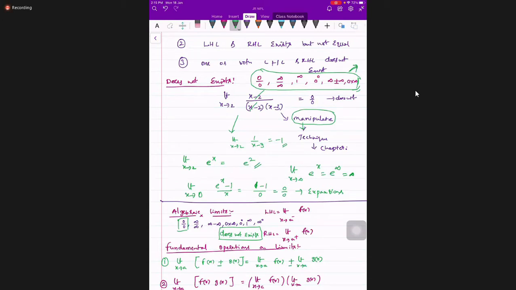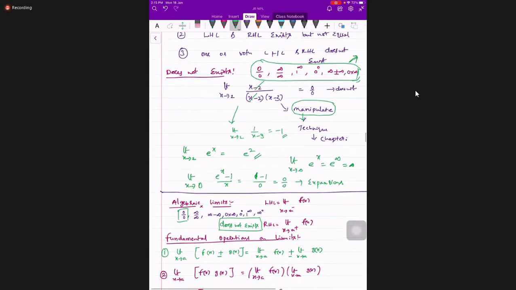For example, we have the limit x tends to 2, x minus 2 into x minus 3. If you substitute x tends to 2, it is in the form of 0 by 0. That's why first we need to eliminate that. For that, what we are doing, factorization or different approaches are there. Okay?